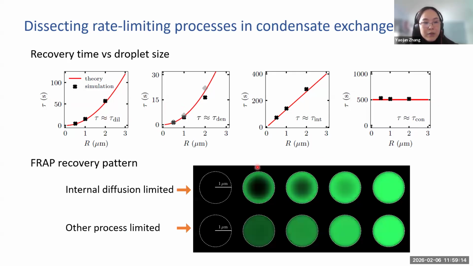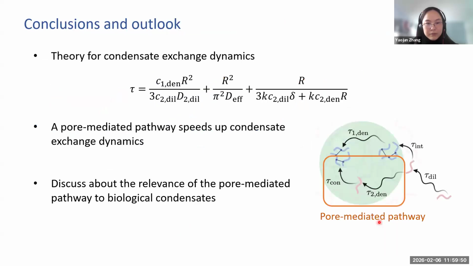Second, there are also features in the FRAP recovery patterns. Different rate limiting processes have different recovery patterns. If the internal mixing is slow, then the unbleached molecules will slowly propagate toward the center of the droplet. Whereas if it is not limited by the internal mixing, then for the rest of the processes, the intensity inside the droplet will remain almost uniform during the recovery. So they recover while being uniform inside the condensate.